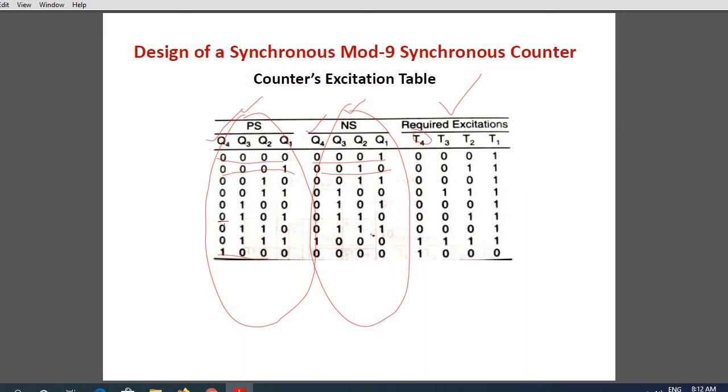Example, look here. Here my Q4 is 0. Again, my Q4 here is 0. My T is 0. Look, another case. My Q4 is 1 here and my Q4 is 0 here. My T is 1. Similarly, you can fill all the others. By taking Q3 in present state and Q3 in next state, you can form T3. Similarly, by taking Q2 in present state and Q2 in next state, you can form T2. Similarly, by taking Q1 in present state and Q1 in next state, you can form T1. So you can complete this table now.